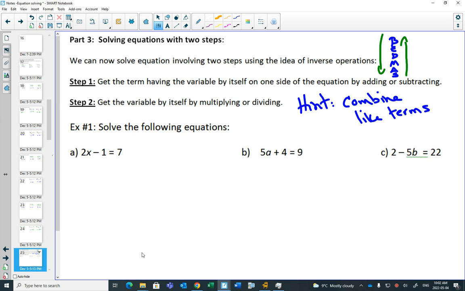So when you're solving an equation like this, 2x minus 1 equals 7, if I told you in your head I took a number, I multiplied it by 2, and I subtracted 1, then I'm telling you the BEDMAS order that I did it. Right? I multiplied first, then I subtracted 1.